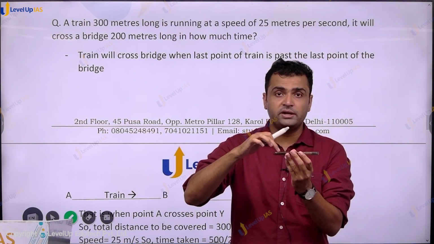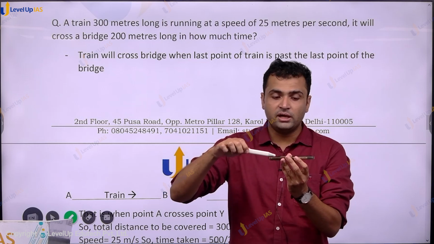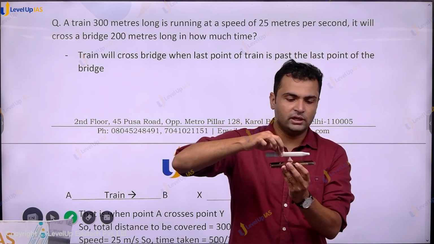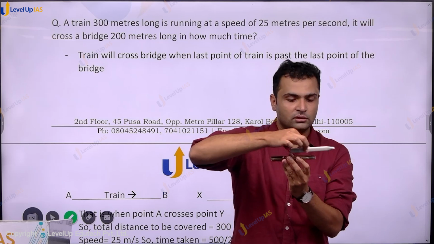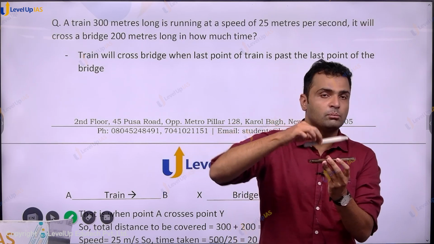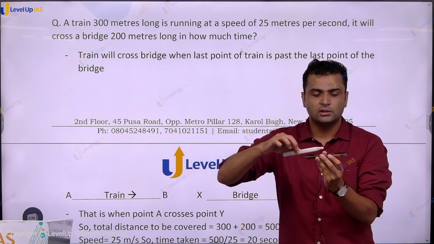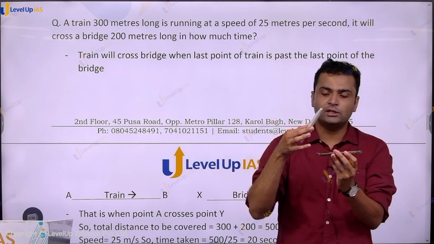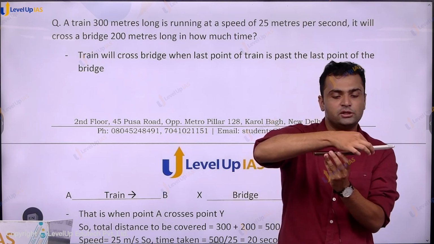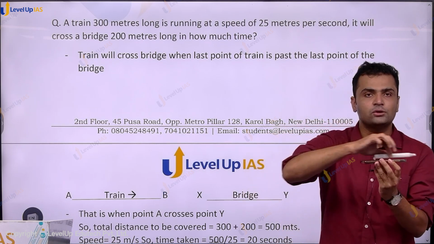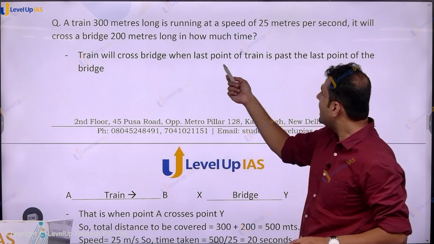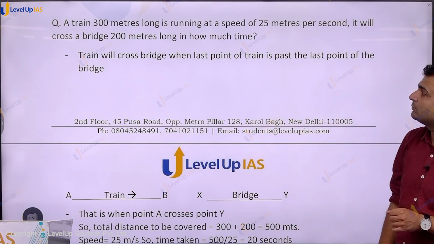It has to cover the entire bridge. Yet even after covering the entire bridge, it has to cover this length of its own. It has a certain length. Train is a certain long, so some distance long, some bogies long, some kilometers long. So that distance it has to travel. So it has to cover length of bridge plus its own length to entirely cross the bridge. That is the crux of it. So train will cross the bridge when the last point of train is past the last point of bridge.